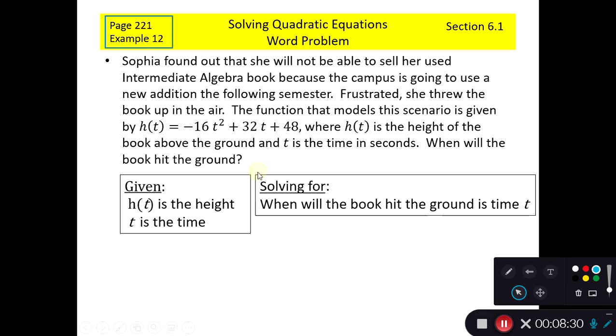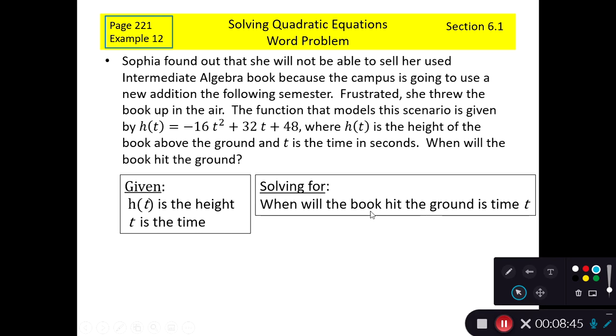All right, so solving for when will the book hit the ground. Now that's t, because it says when. It doesn't say how high or low. When will the book hit the ground? So we're solving for t, the time.